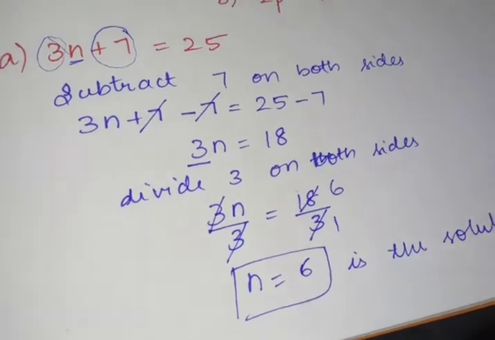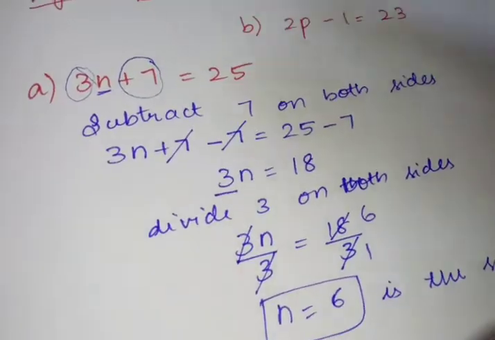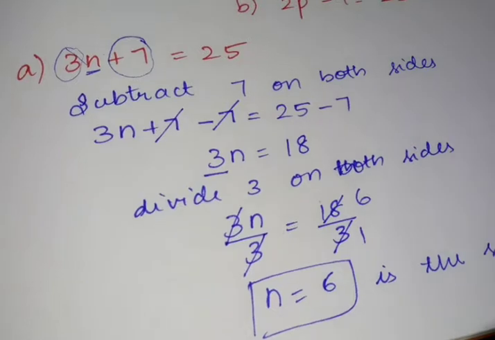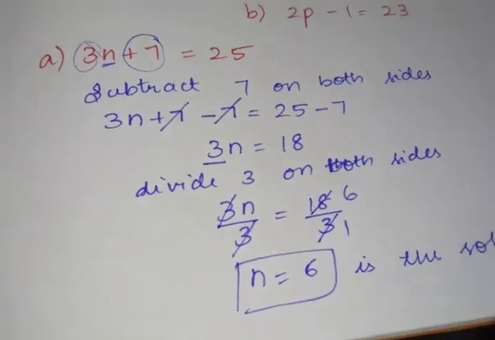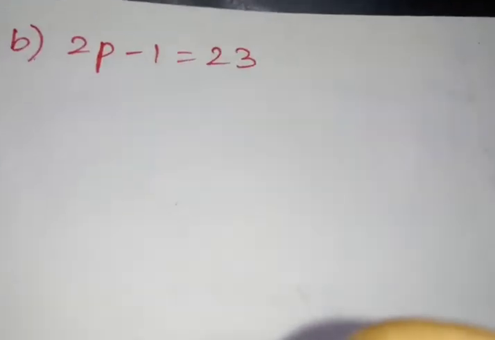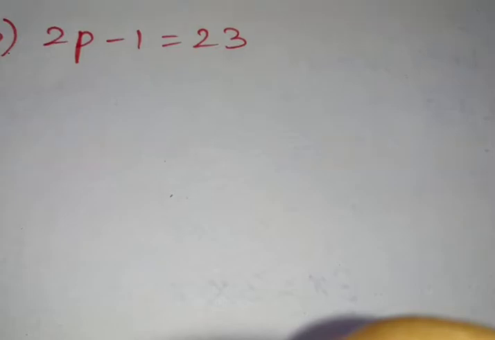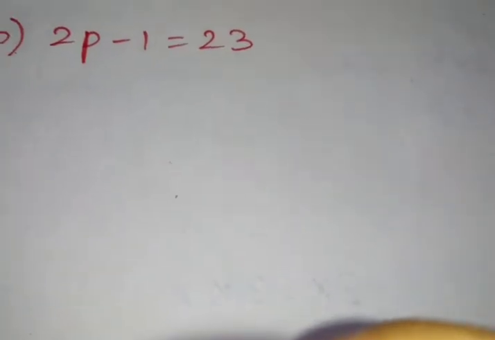Understood? First what you should eliminate, children, is always the plus or minus. Then only multiplication, division. Okay. Now B: 2p minus 1 is equal to 23. So, what is the variable here? P. So, we should find the value of p now.